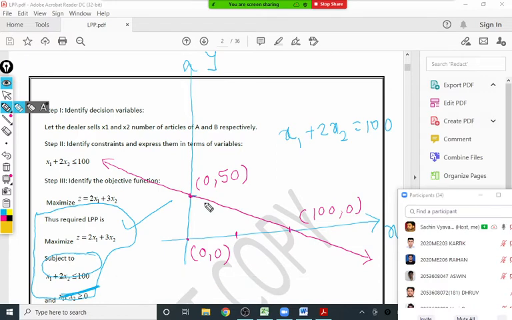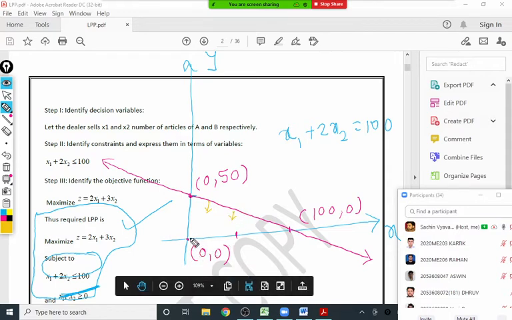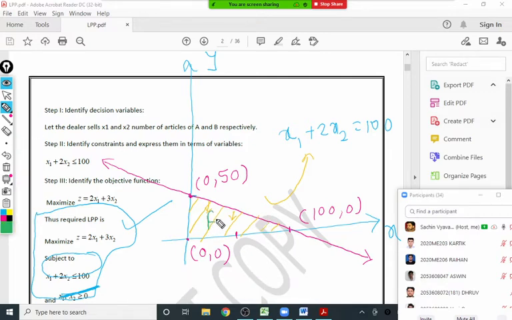So this region is this side below. But already we said x and y are positive, so the region is between these, that triangle we have. This is the region where the set of all points will satisfy the constraint x1 plus 2x2 less than or equal to 100. So what is this triangle? The triangle is the set of all possible solutions, and that set of all possible solutions is known as the feasible region. That's a feasible region.